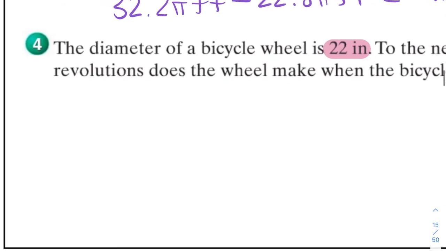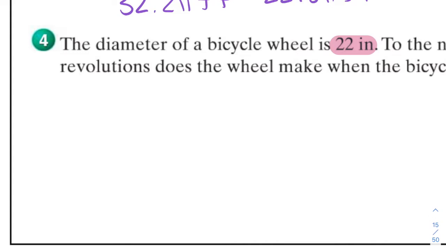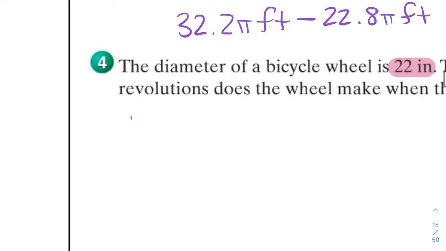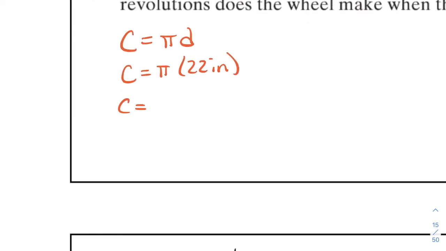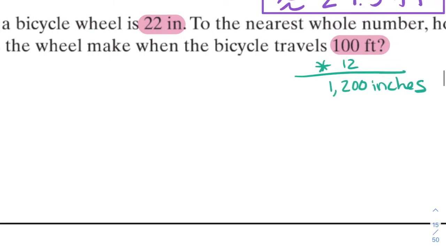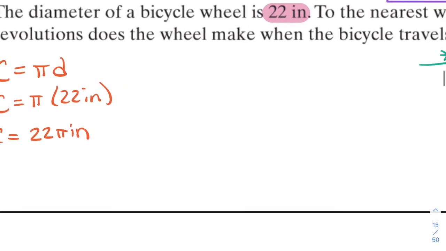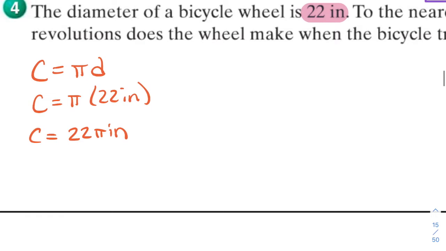So it has a diameter of 22 inches. So what is its circumference? So circumference equals pi d. So circumference equals pi times 22 inches. So circumference is equal to 22 pi inches. The question is, how many revolutions does it make? Well, one circumference is equal to one revolution.